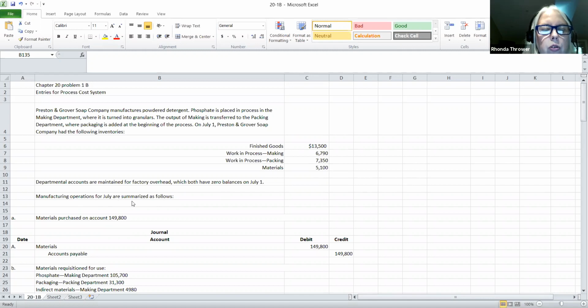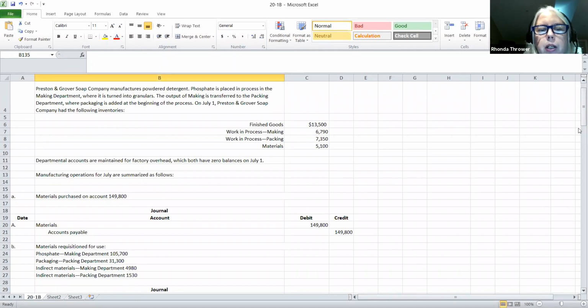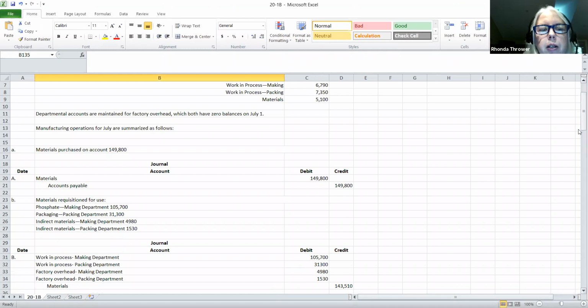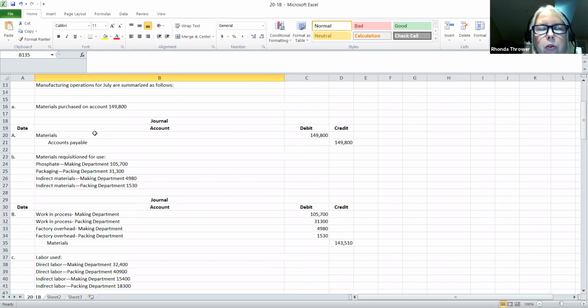We're going to be doing the manufacturing operations for the month of July. In transaction A, we purchased some materials on account for $149,800. What they wanted you to do is to journalize the regular transactions that occurred throughout the month of July. And what I mean by doing the transactions, we're going to be putting them in the journal first. Then, of course, we would post from the journal to the ledger. And then, of course, we would prepare our financial statements, basically.